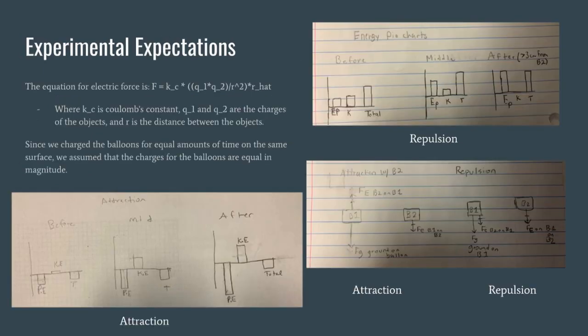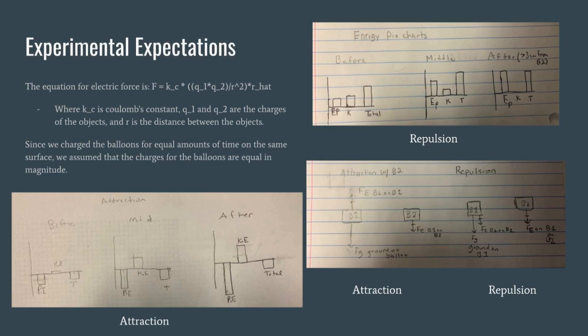So for our experimental expectations, our main focus was using the electrical force, which is Kc times Q1 and Q2, which are the charges of balloon 1 and balloon 2, over R squared, R being the distance, and R hat, which in this case was 1 due to being in vertical motion.